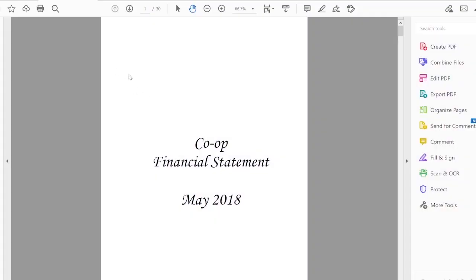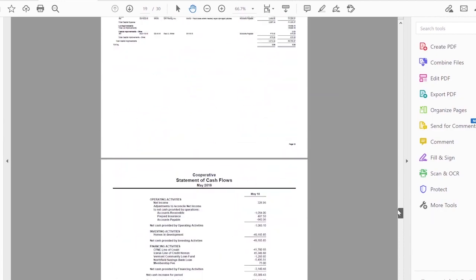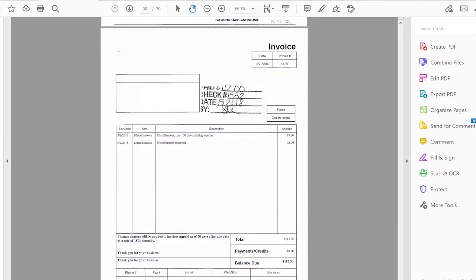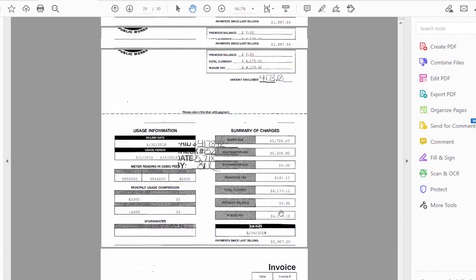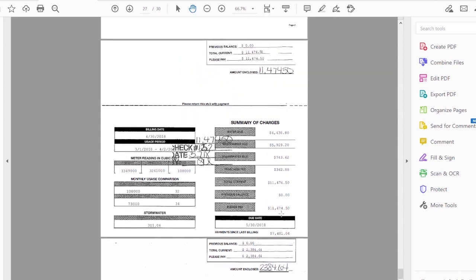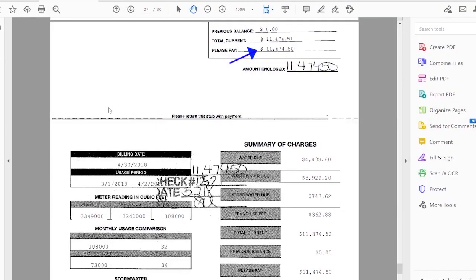Time for more scrolling. The bills are all the way at the back of your financial packets. So scroll to the end and work backwards until you find the water bills that correspond with these amounts. Here's one for $11,474, which corresponds to the amount in the bill on the general ledger, and this has lots of useful information.